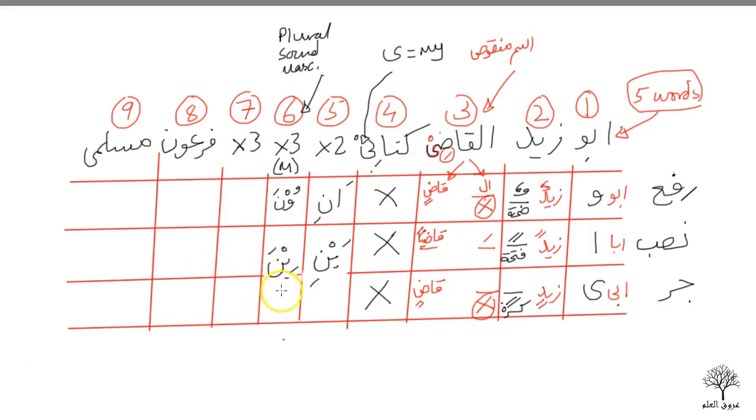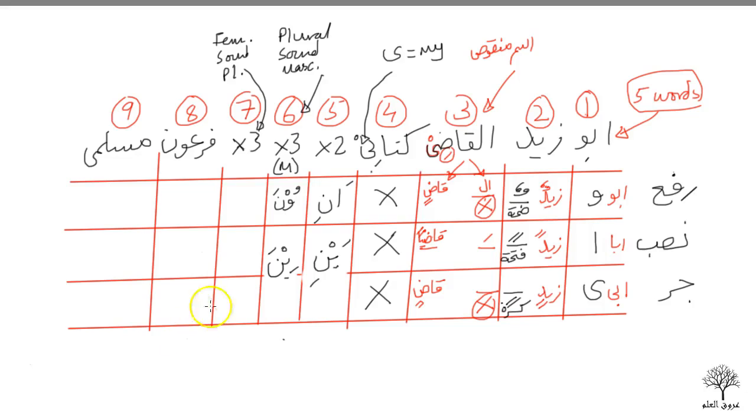Okay, the third is what we call a sound feminine plural. You're probably saying, what the hell is this, man? I didn't know Arabic had all this. Yep, Arabic has all this, and it has much more, guys. Yeah, you're in luck.